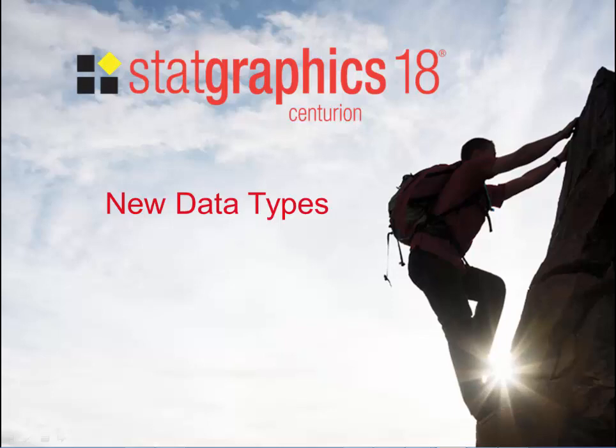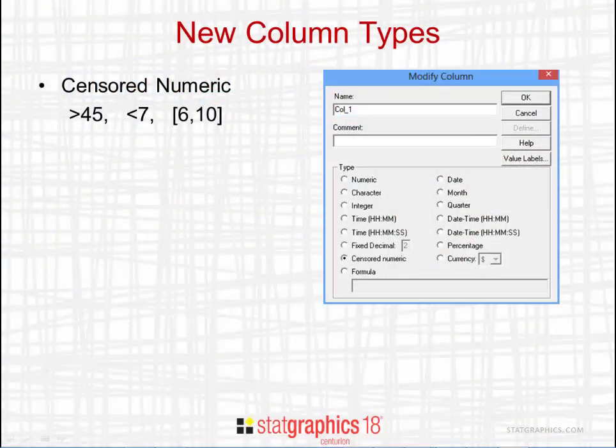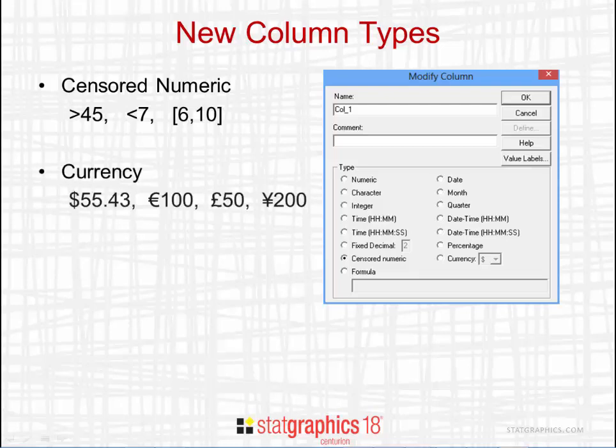In this video, I'll talk about two new data types introduced in Statgraphics 18. The first new data type is censored numeric data. Censored data is represented by expressions such as greater than 45, less than 7, between 6 and 10. Censored data arises frequently when you're looking at life data or measuring concentrations which may be below a lower limit of detection. The second new data type is used to represent currency.